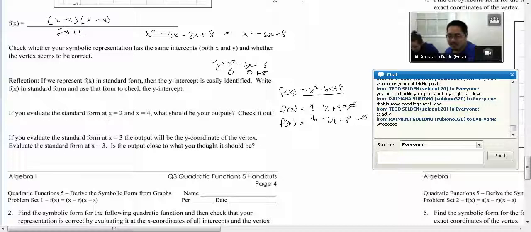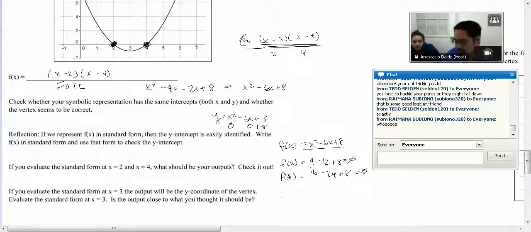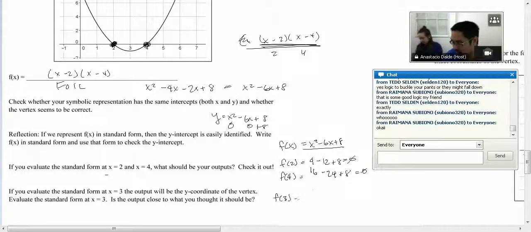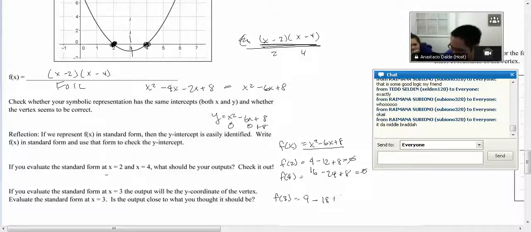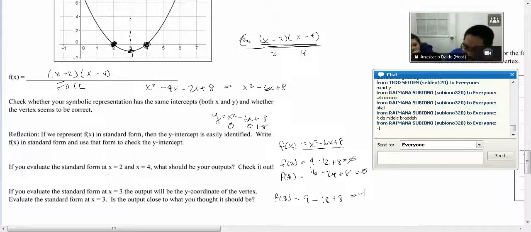All right, if you evaluate at x equals 3, let's do it. Why would we want to figure out what f of 3 is? Exactly. There's my vertex, it's the middle. Plug in 3 for x and I get 9 minus 3 times 6, which is 18, plus 8. What is 9 minus 18 plus 8? Negative 1. So therefore my vertex exists at positive 3, comma negative 1.